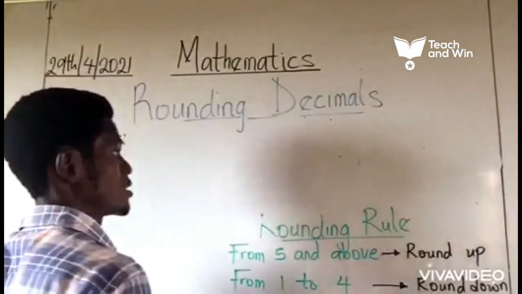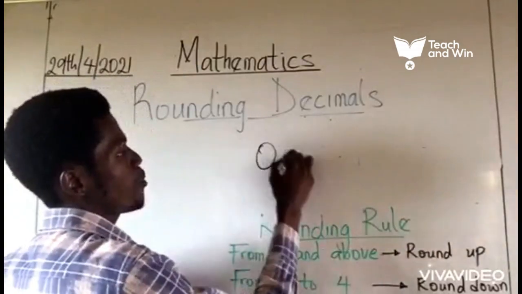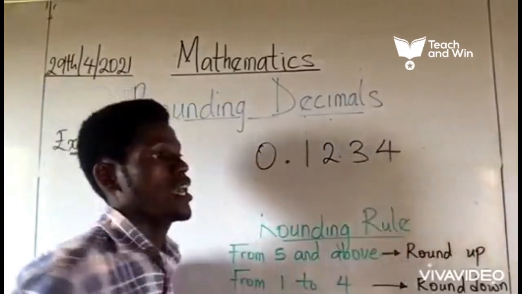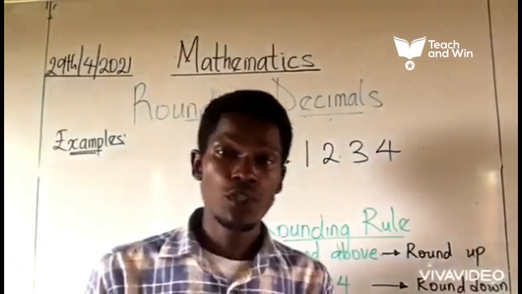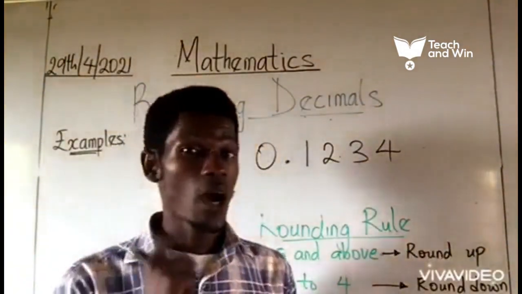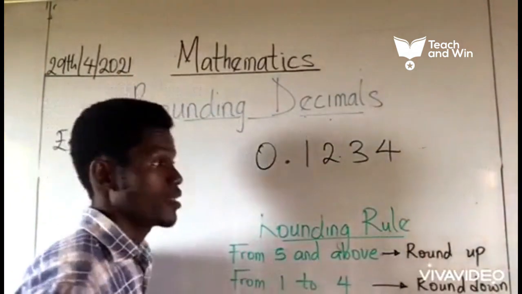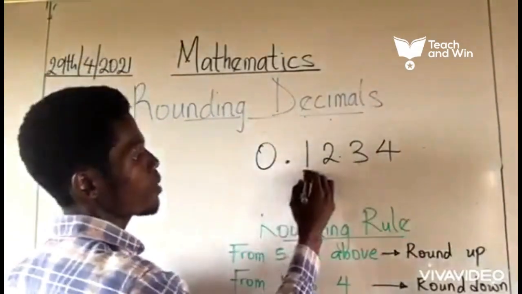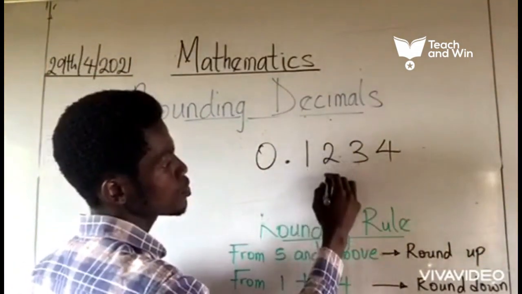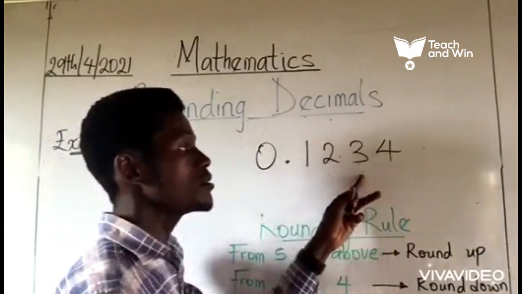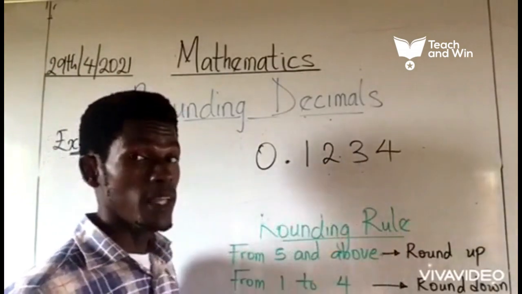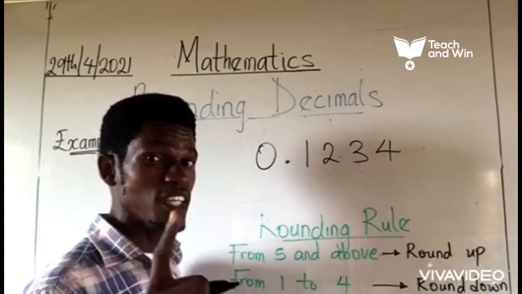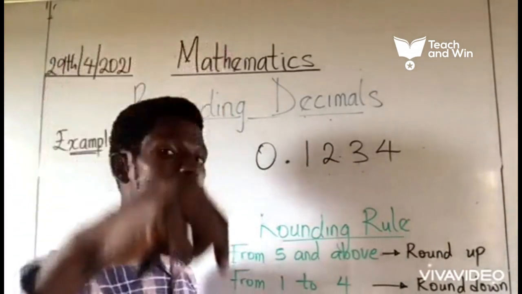Now let's look at another example. You are given 0.1234, and you are told to round it to 3 decimal places. Now, can we do that together? Let's start by counting our decimal places. Now, the first decimal place is this: 1, 2, 3. Now, the number beside the third decimal place is not up to what? 5. It's 4. And the rule says that when you have 4, you round it down to what?